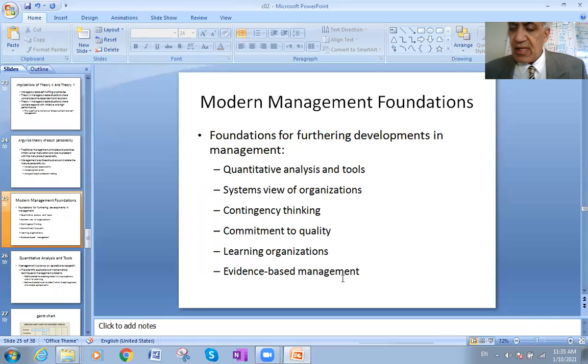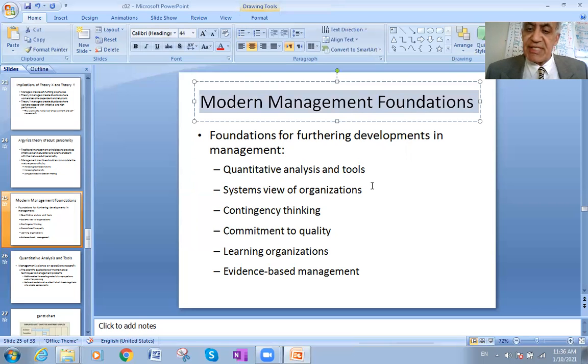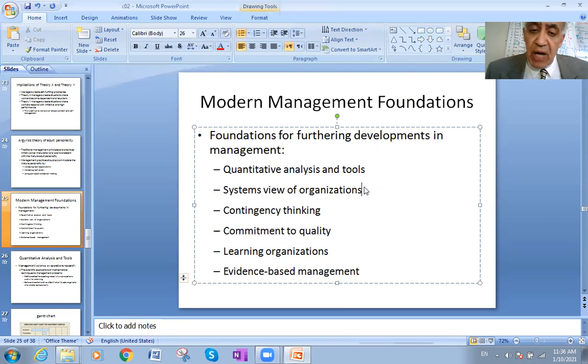Every scientific school in management comes, they do not erase or delete or abolish or discard what the previous schools denoted or said or clarified. They add to it. So every school will add to the preceding school of management. So let's talk about the modern management foundations and look at what they are and how they help the development of management.